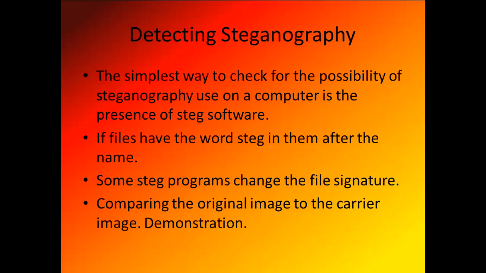A simple way to check for the possibility of steganography use is to check the programs. If there's a program for steganography, then there's a good chance it's being used. A dead giveaway is if they have the file name steg after the name of the file. Some programs change the file signature when they use steganography. One of the most significant ways to identify steganography is to compare the suspected picture to the original.